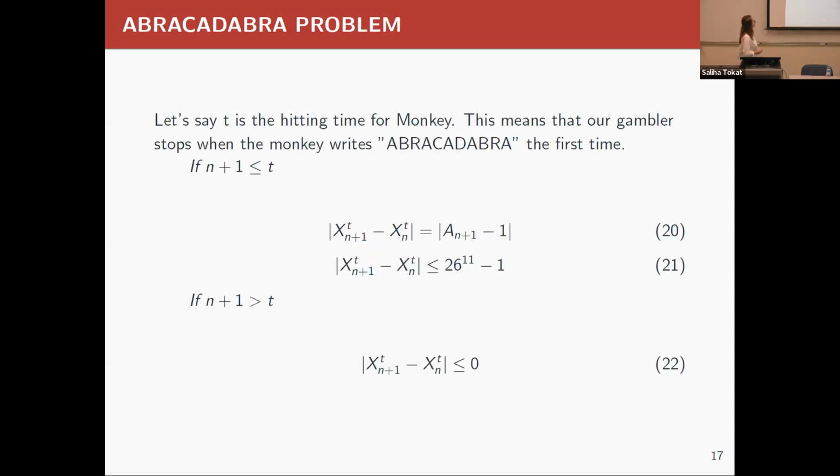Okay, to continue the problem, I want to use the optional stopping theorem, but I want to show that our random variable is bounded. If m-1 is less than T, then this difference is equal to n plus 1 minus 1. The maximum of this value is 26, minus 1. So our random variable is bounded. And this is also a stopped process.